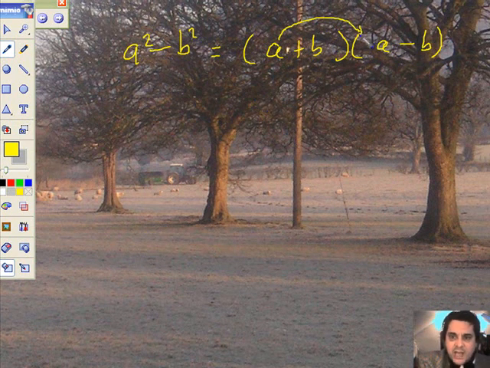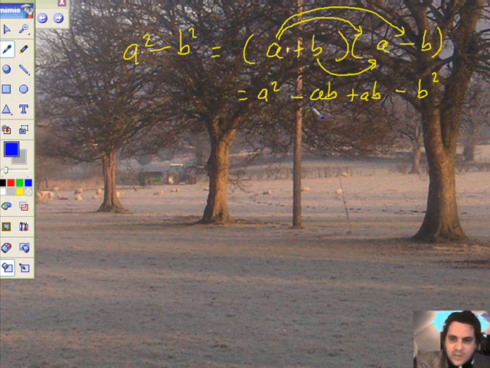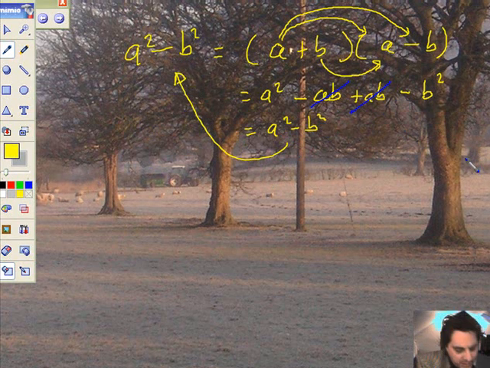You twist my arm. A times A is A squared. A times B is AB, but it's negative. B times A is plus AB, and B times B is B squared, but it's negative. What have we got? The minus AB plus AB has gone bye-byes, and therefore we're left with A squared minus B squared, as per the original question. Alright, so that's how and why it works.